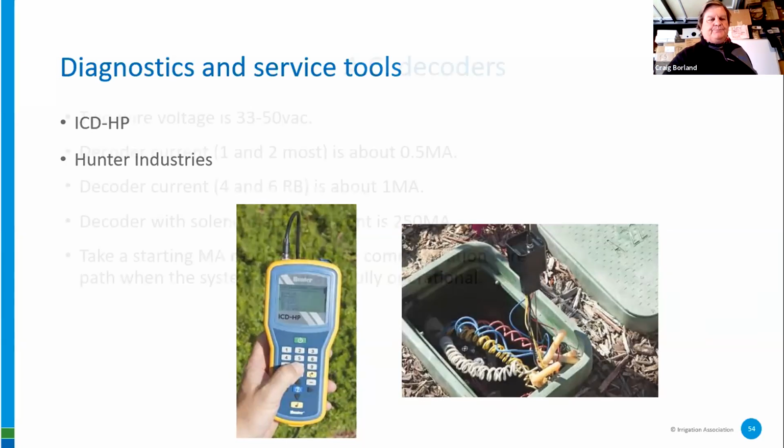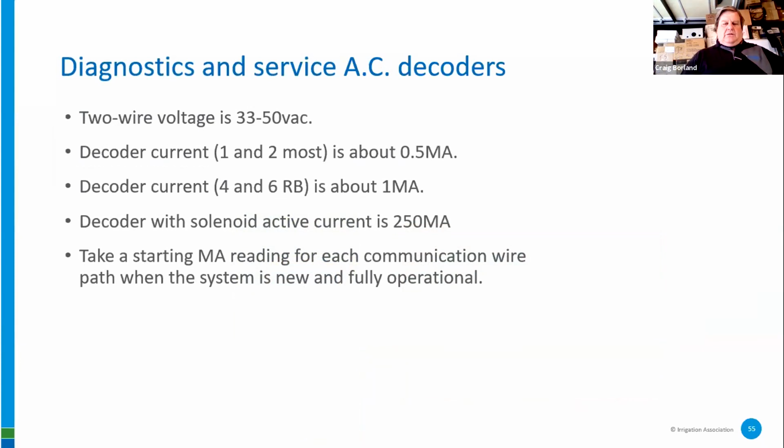That's the key takeaway. So, knowing that each decoder, whether it's Toro, Rainbird, Hunter, K-Rain, Weathermatic, AC decoders predominantly have a 2-wire voltage of 33 to 50 volts, and the decoder draws 0.5 milliamps. A 4-station decoder, a 6-station decoder, Rainbird's got some of those, 1 milliamp. When that decoder is activating a solenoid itself, then it's 250 milliamps, which means it's the solenoid and the decoder.